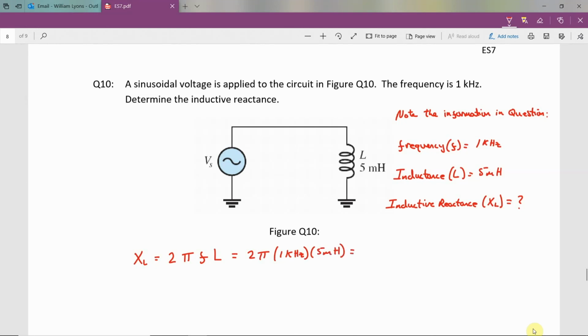These values calculated out give you an inductive reactance of 31.4 ohms. Don't forget the unit ohms.